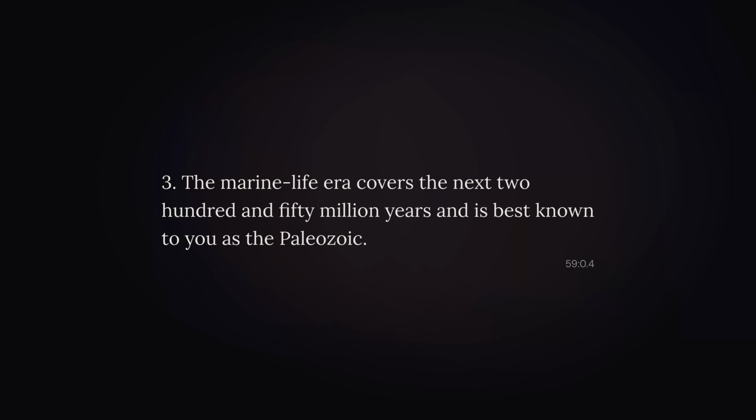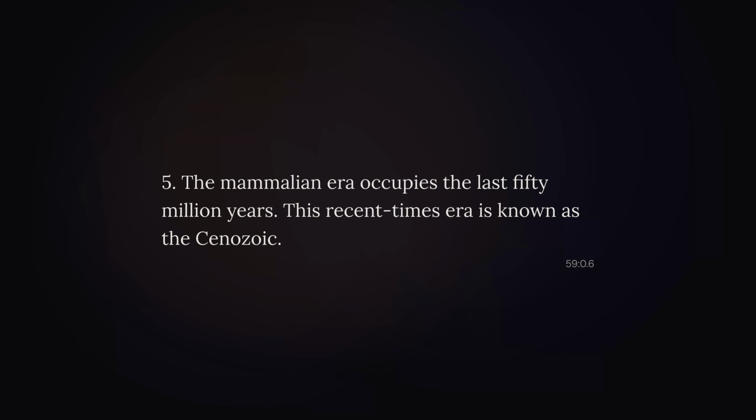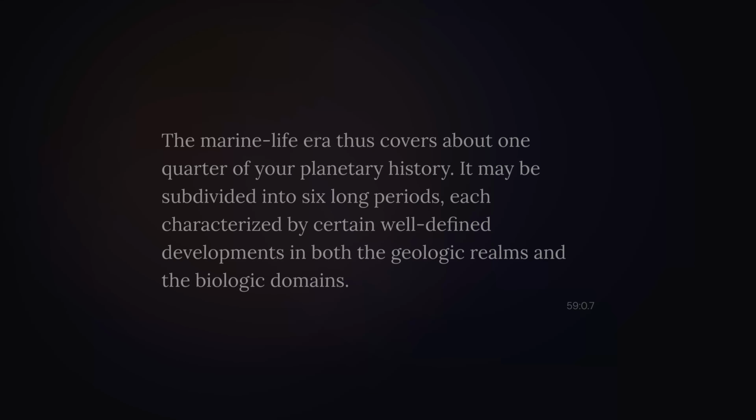Number 3. The marine life era covers the next 250 million years and is best known to you as the Paleozoic. Number 4. The early land life era extends over the next 100 million years and is known as the Mesozoic. Number 5. The mammalian era occupies the last 50 million years. This recent times era is known as the Cenozoic. The marine life era thus covers about 1/4 of your planetary history.